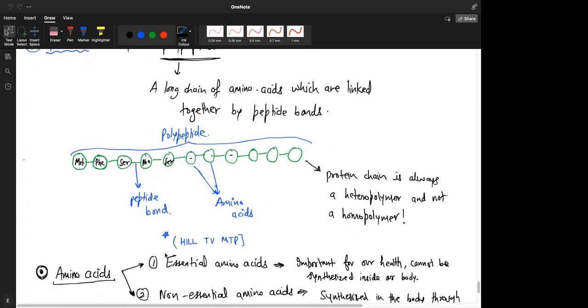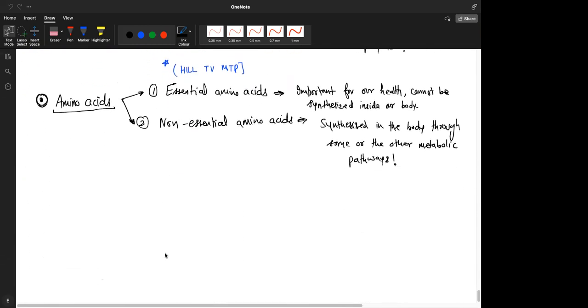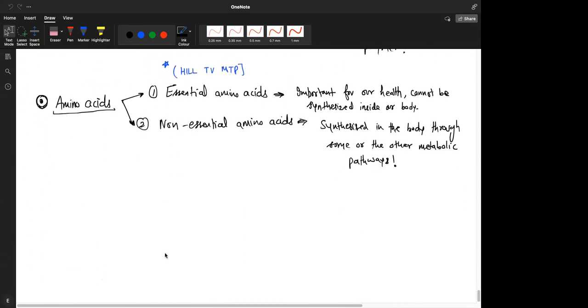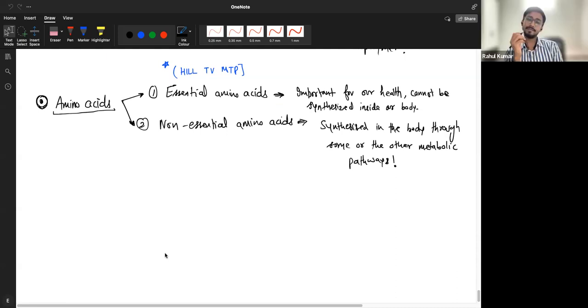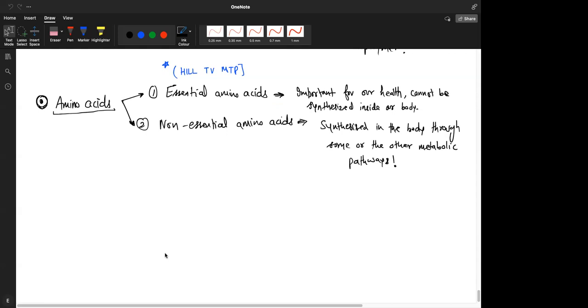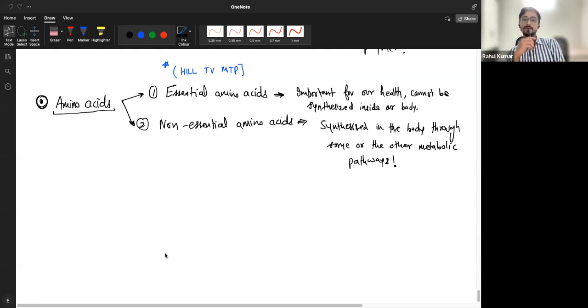Essential amino acids are those which cannot be synthesized by our body, making it very important to supply them in adequate amounts through diet. There are 9 essential amino acids: histidine, isoleucine, leucine.